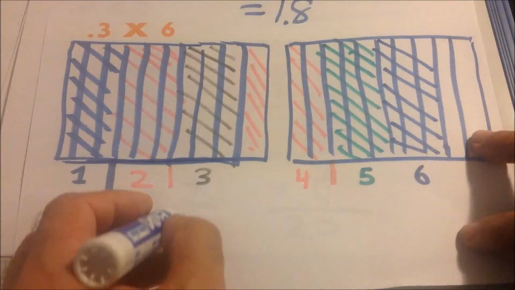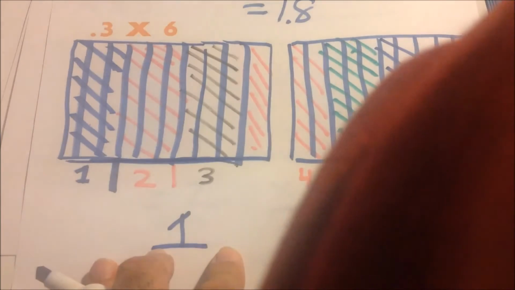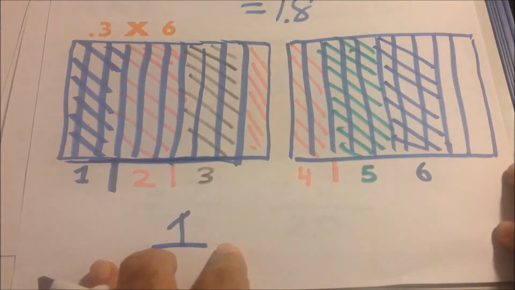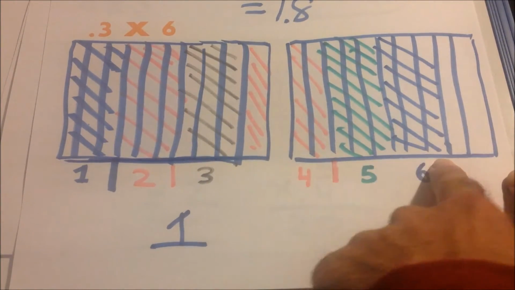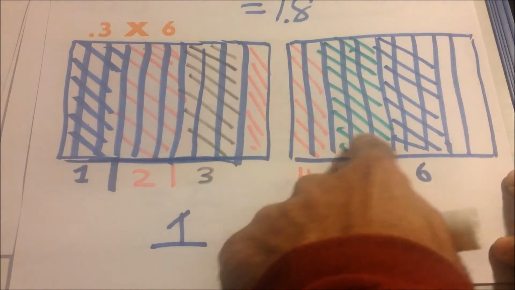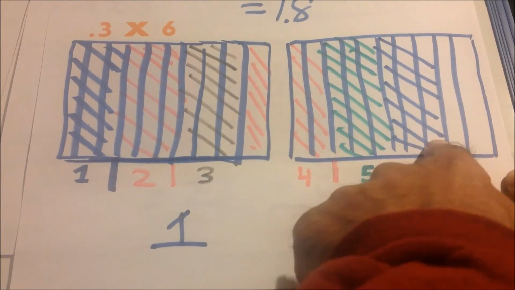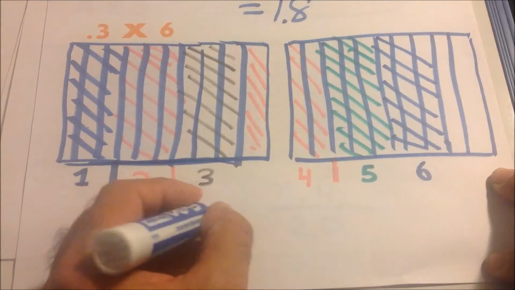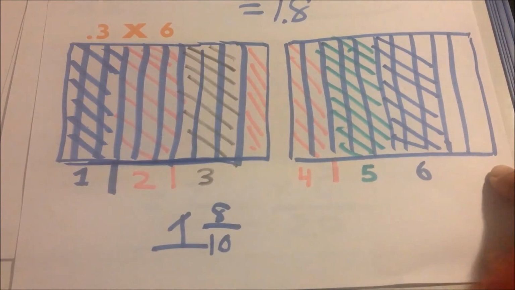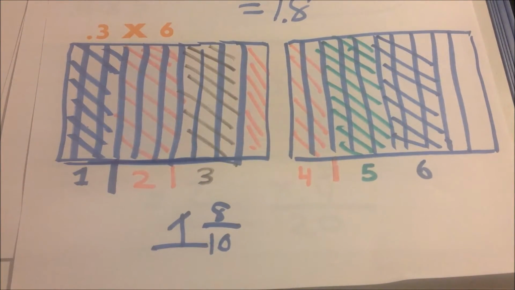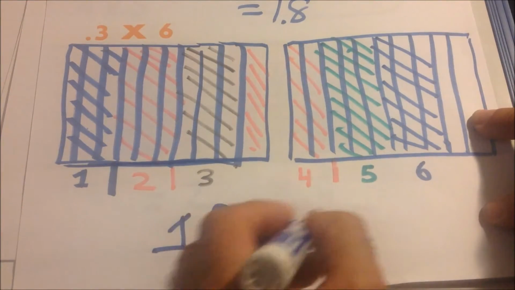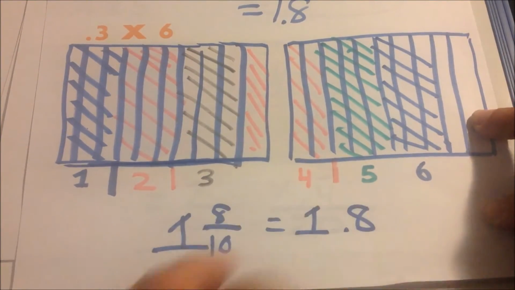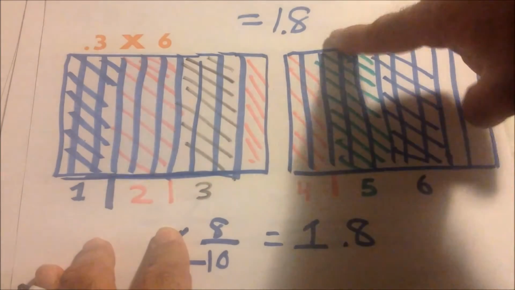So what do we have? Well, we have one whole number because we have one whole box filled. But over here, the only thing we have filled is 1, 2, 3, 4, 5, 6, 7, 8 boxes filled. 2 are not. So we have 8 out of 10 filled. It's 1 8/10, which, as a decimal, is 1.8, which is the answer we got in the beginning.